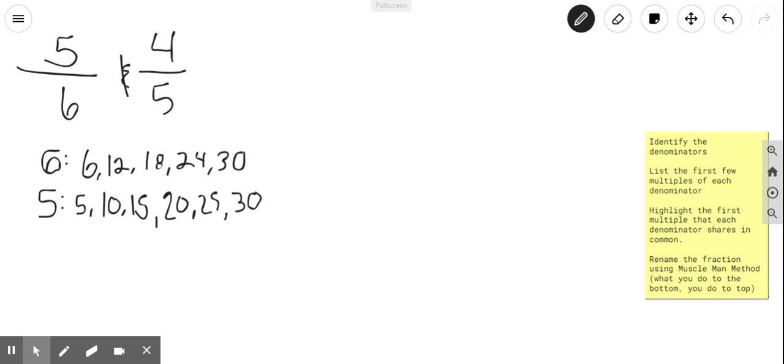Alright, so here is the example of finding a common denominator between 5 over 6 and 4 over 5. So the first step over here to the right of the screen is to identify the denominators, which I've determined are 6 and 5. And then I have to list out the first few multiples of each denominator. So I've already written those out.